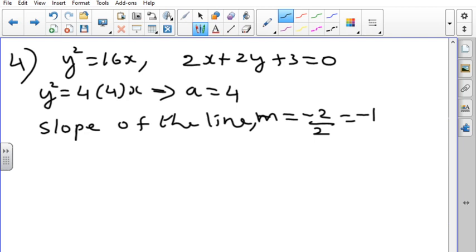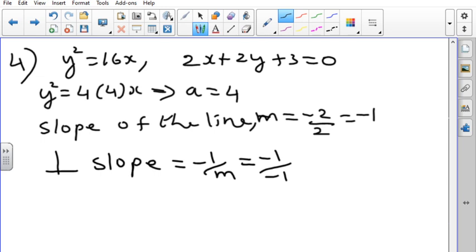But it is given the line is perpendicular, so we have to find the perpendicular slope. So perpendicular slope is nothing but minus 1 by m, so it is equal to minus 1 by minus 1, which is equal to 1. So now what is the equation of the tangent to the parabola?